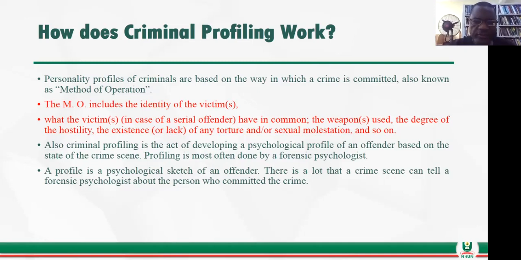Also, criminal profiling is the act of developing a psychological profile of an offender based on the state of the crime. Profiling is most often done by a forensic psychologist. A profile is a psychological sketch of an offender. There is a lot that a crime scene can tell a forensic psychologist about the person who committed the crime, especially in the crime scene.